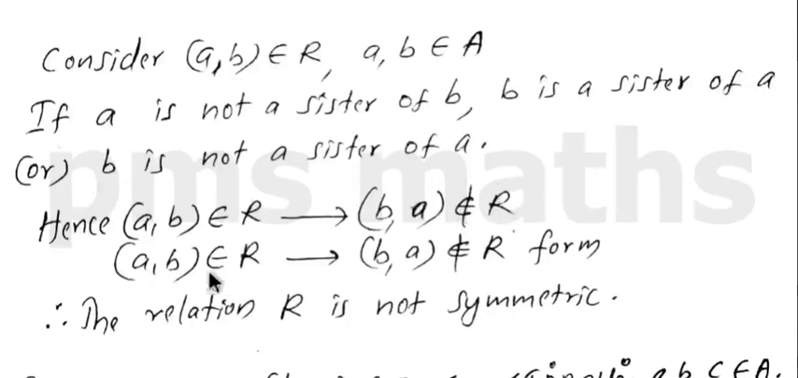Then take the general condition for a symmetric relation. What is the condition for a symmetric relation? (a, b) belongs to R gives (b, a) belongs to R. But here (b, a) does not belong to R. That means this condition for a symmetric relation is not satisfied. Therefore, the relation R is not symmetric.